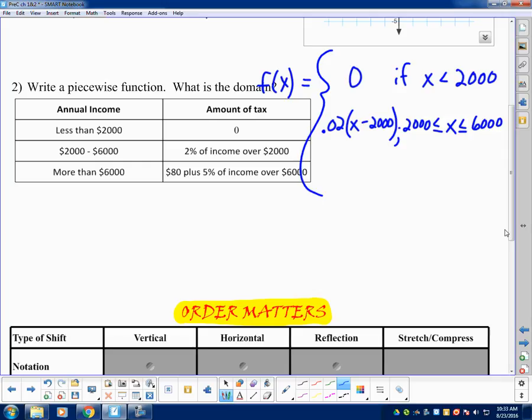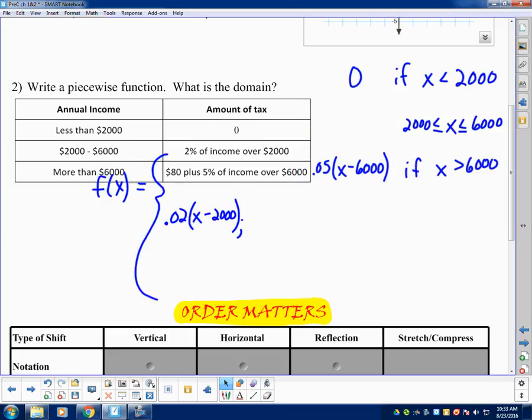Then it says for anything strictly more than, so this is if x is greater than $6,000, then you have to pay $80 plus 5% of income over $6,000. So that would look like this. It's 0.05 times x minus 6,000, and then plus, I've got to move all this down here.